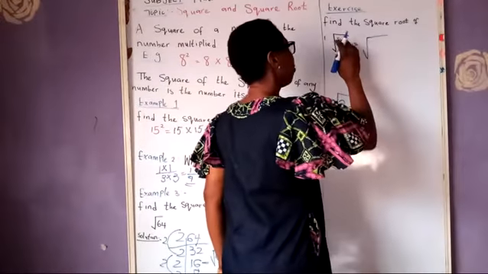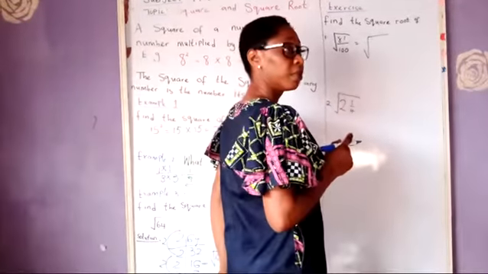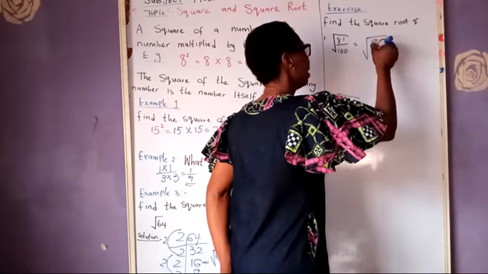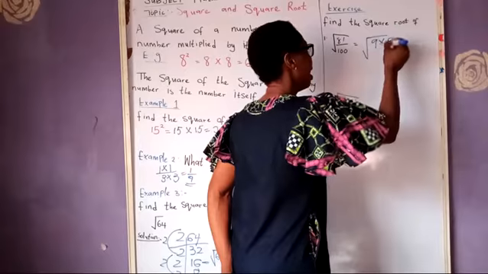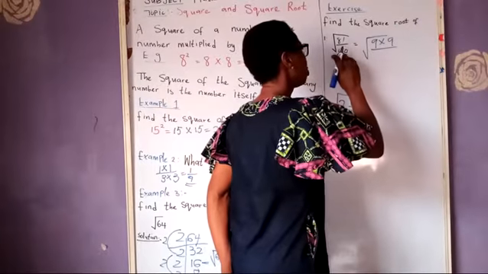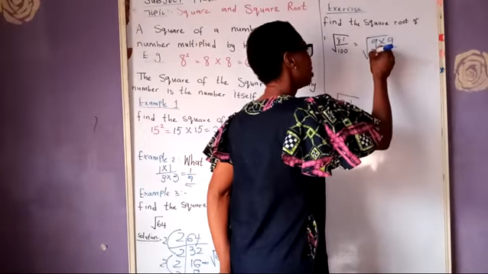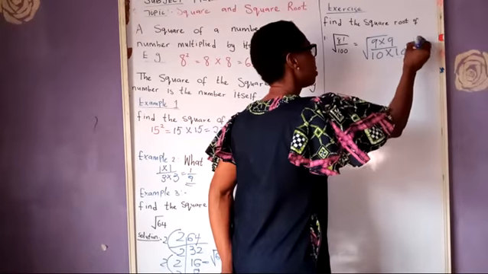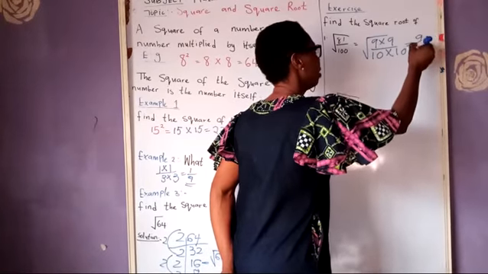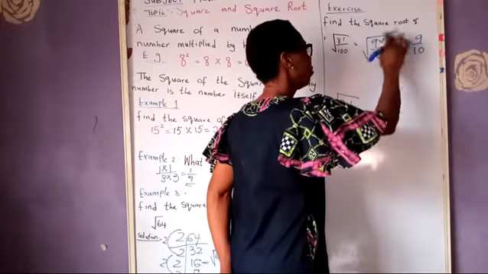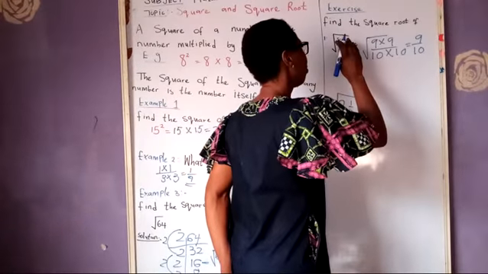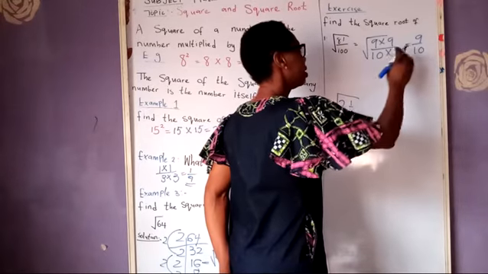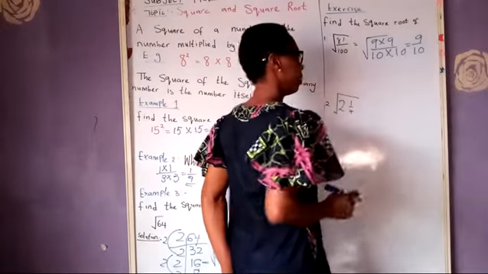The square root of 81 is what? We said the square root of 81 is 9 times 9, over the square root of 100, which is 10 times 10, equals 9 over 10. We pick 1 out of each. So the square root of 81 over 100 is 9 over 10.